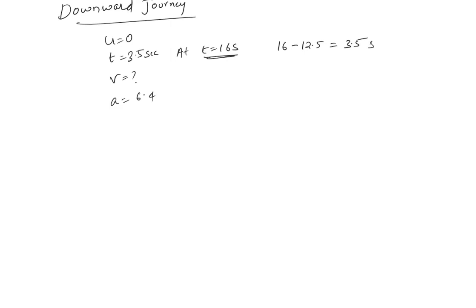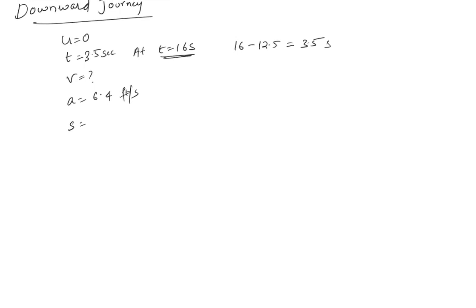Acceleration is 6.4 feet per second squared. We need to find s. We need to find how much it has traveled. Okay, so we know the formula that relates these three: s equals ut plus half at square. u is 0 times t plus half, a is 6.4, t is 3.5 square. If you want here, you can write 3.5. Let's do that for the sake of completion.